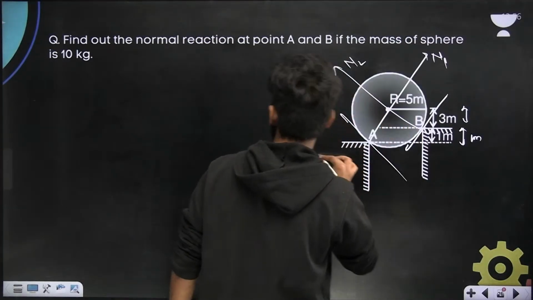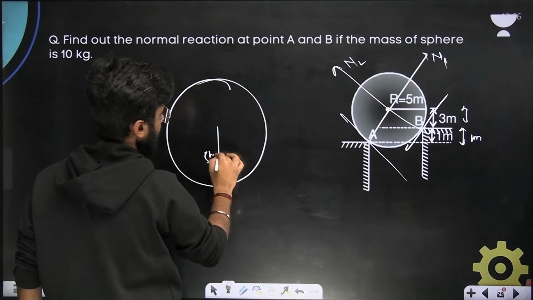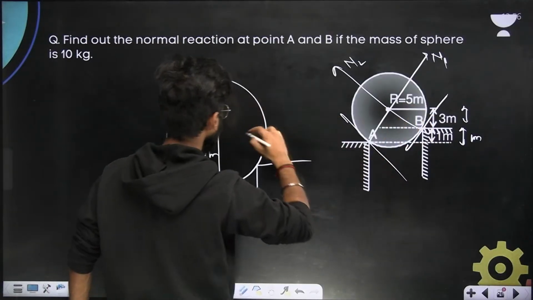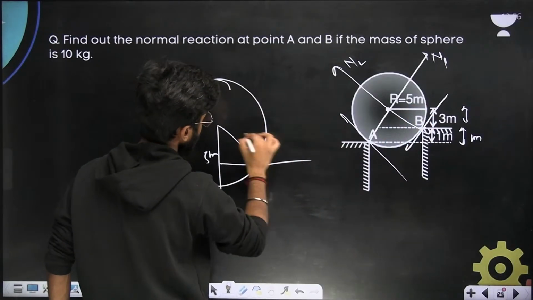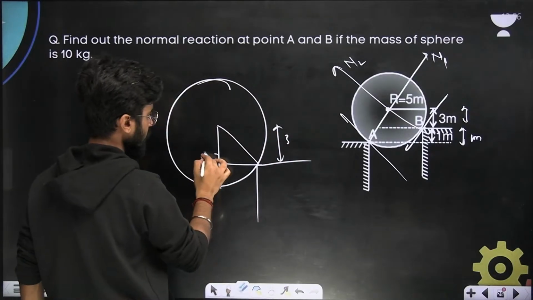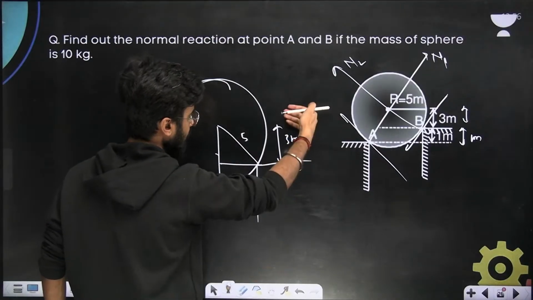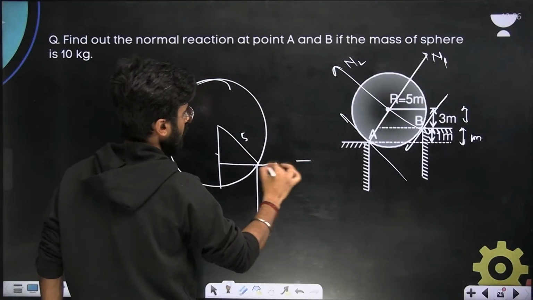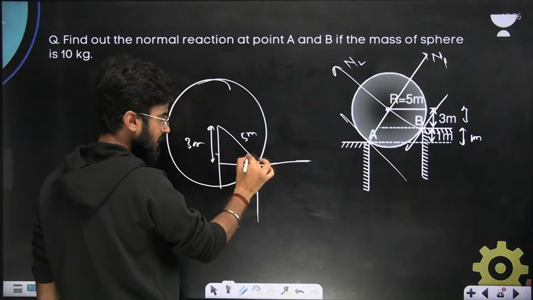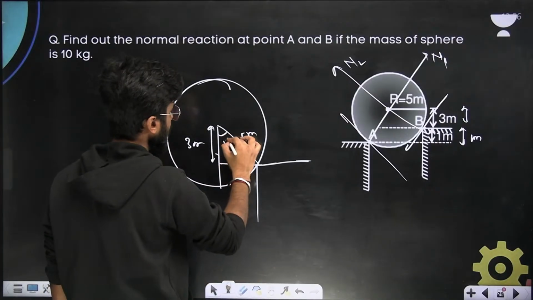So just look at this. This is 5 meter. This is 5 meter, and this is the contact point, and this is 3. This is 1. So this distance is 3 meter, and this is 5 meter. So if this is 3, this angle should be 53. Sorry, 37.